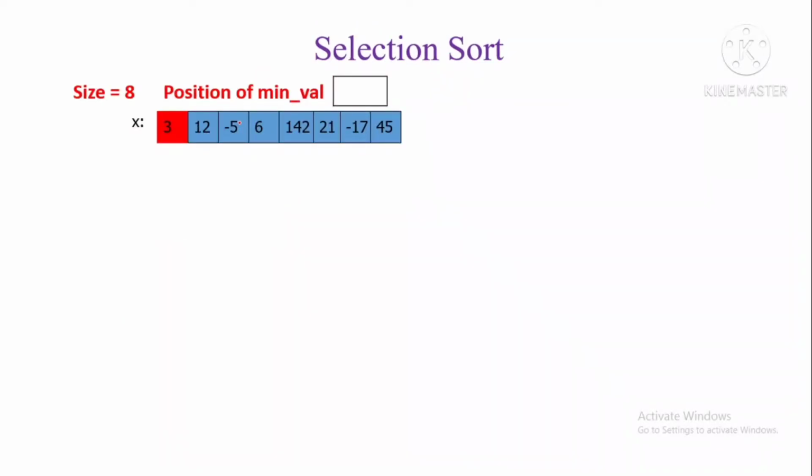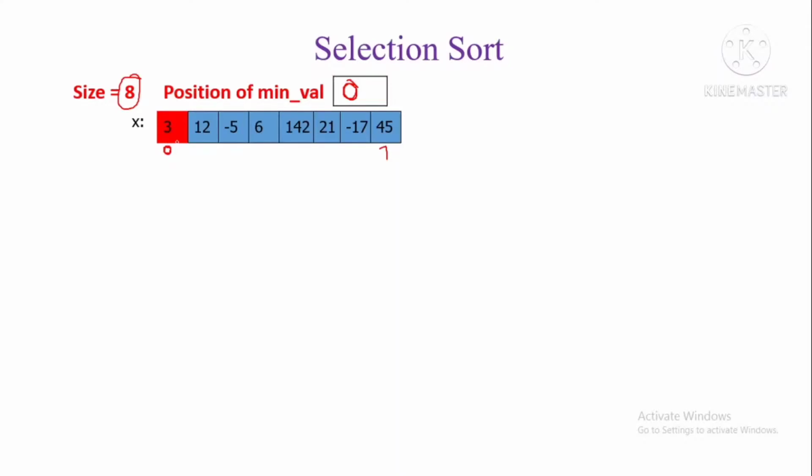With an example we will see how this algorithm works. For example, you have this array, and how many elements? 1 2 3 4 5 6 7 and 8, so 8 elements in total. Your index value will begin from 0 up to 7. Initially you consider the 0th position to have the minimal element. So 0th index value has the minimal element. 3 is the minimal element.